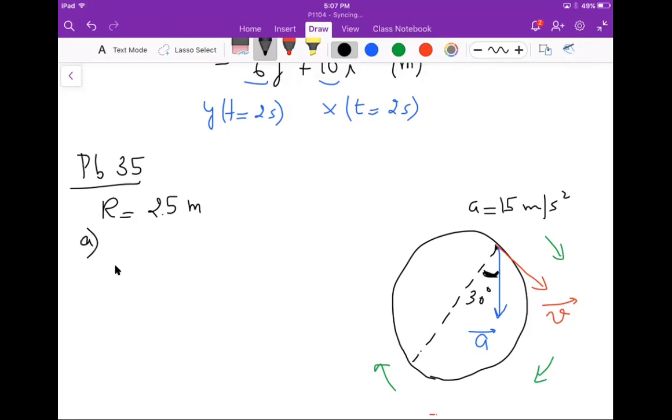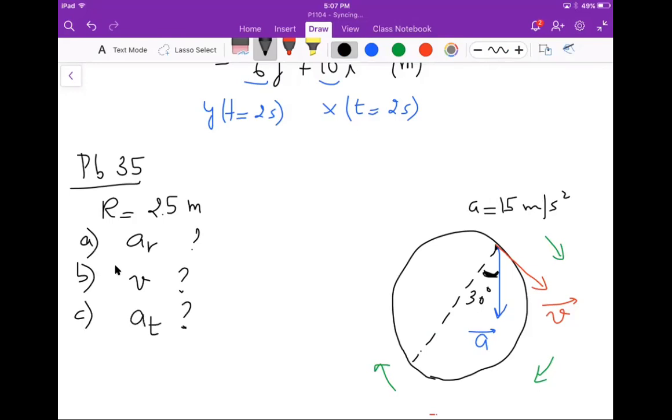Now, at this particular instant, defined by this figure, you have to find, in part A, the radial acceleration. So what is AR? In part B, you have to find the speed of the particle. So what is V? And in part C, you have to find its tangential acceleration, which is AT. So those are the questions.